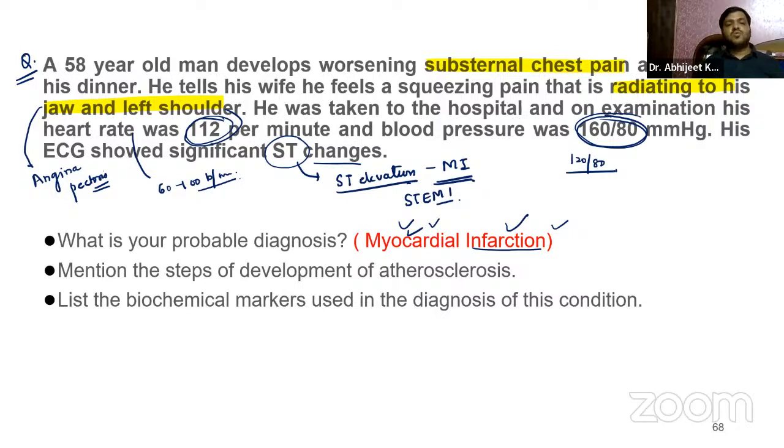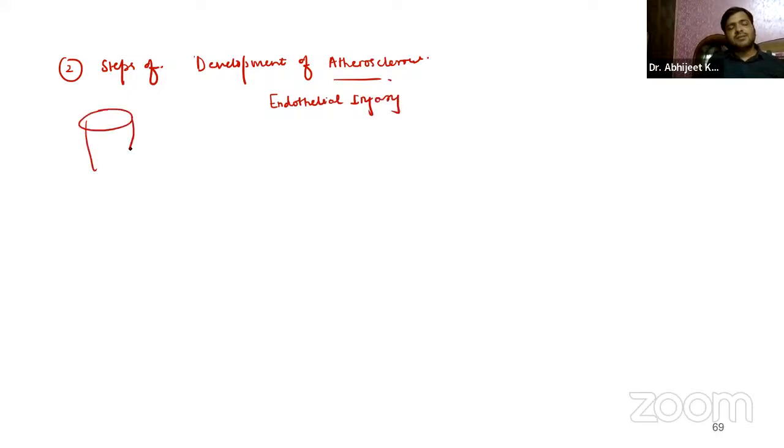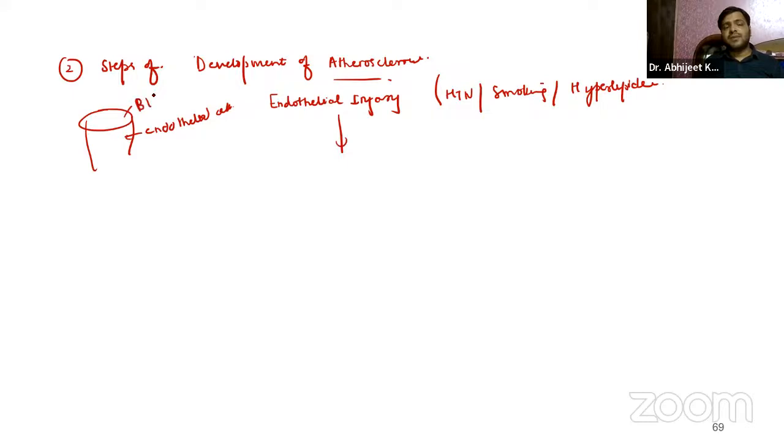Coming on to the steps of development of atherosclerosis. Now let me discuss this. Firstly, you have to remember we have endothelial injury. You already know the blood vessels are lined with endothelial cells, the lining of the blood vessels. This damage can be due to hypertension, smoking, or higher lipid in the blood, hyperlipidemia. So there can be endothelial injury of the blood vessels, the arteries.